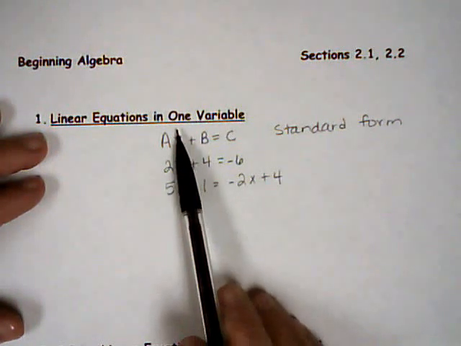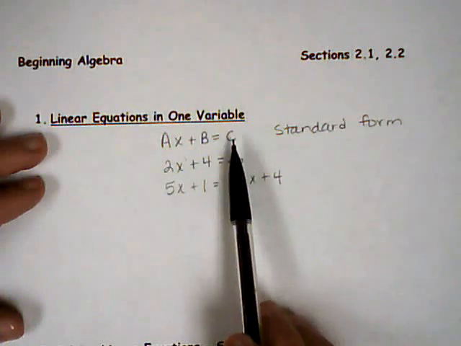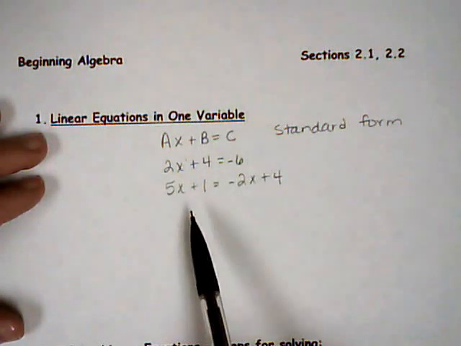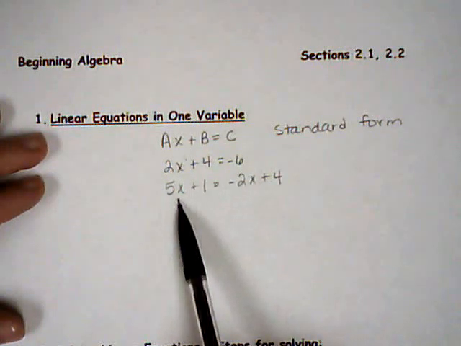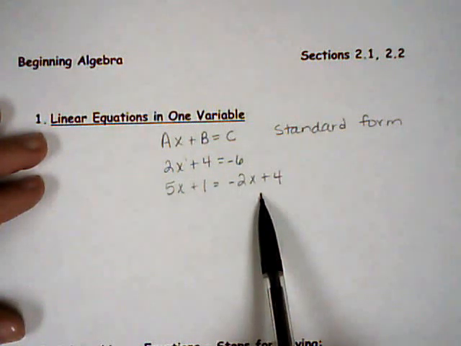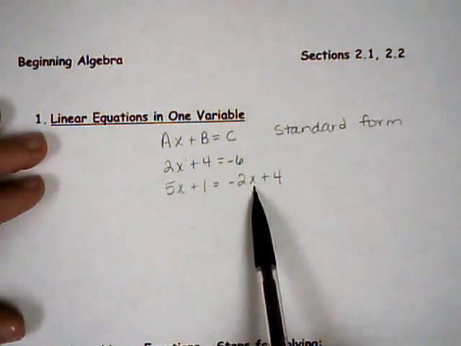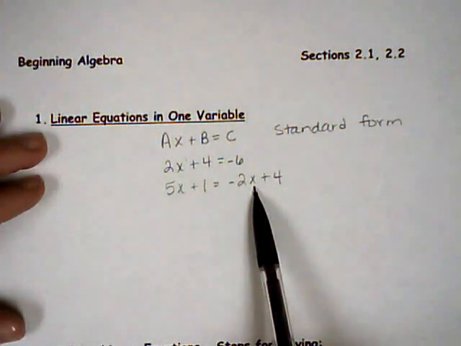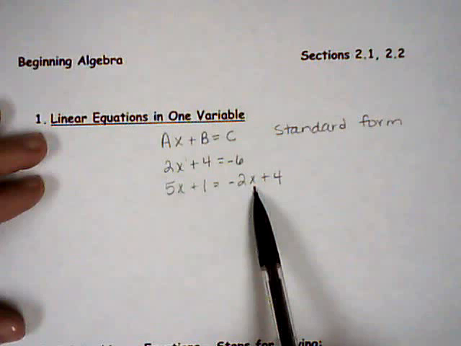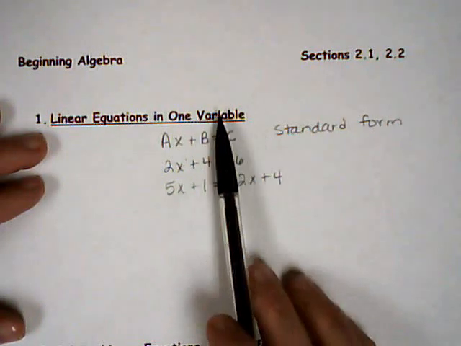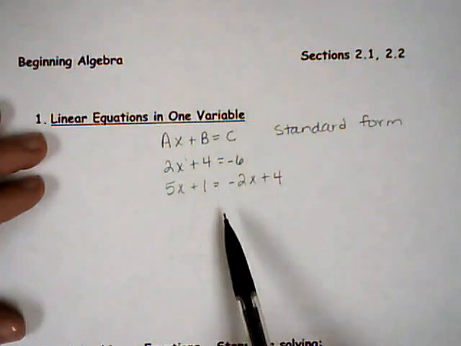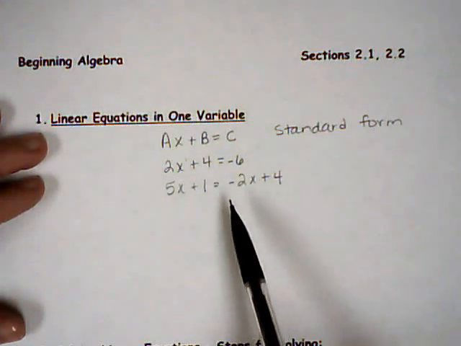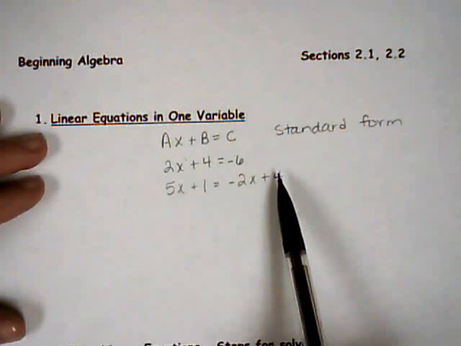And the reason that we say in one variable really means that it's in one kind of variable. Like I have two variable terms, but they're both the same. They're both x's. So if this were an x and this were a y, this would not be a linear equation in one variable. So that part just means that it has to be the same variable in the equation.